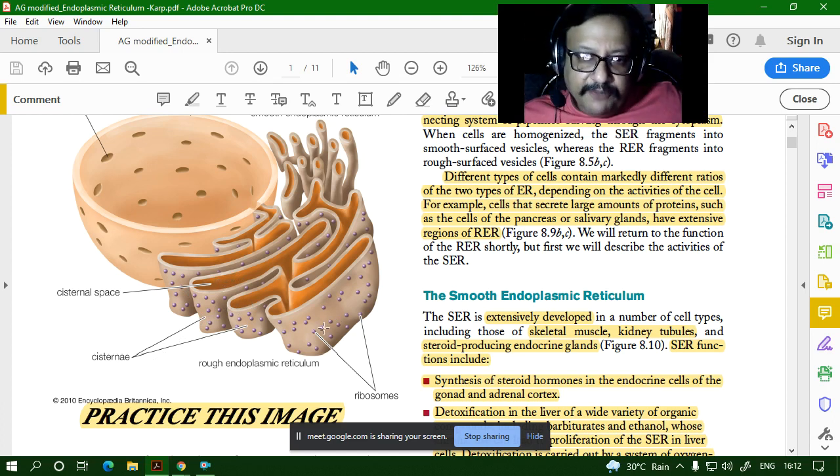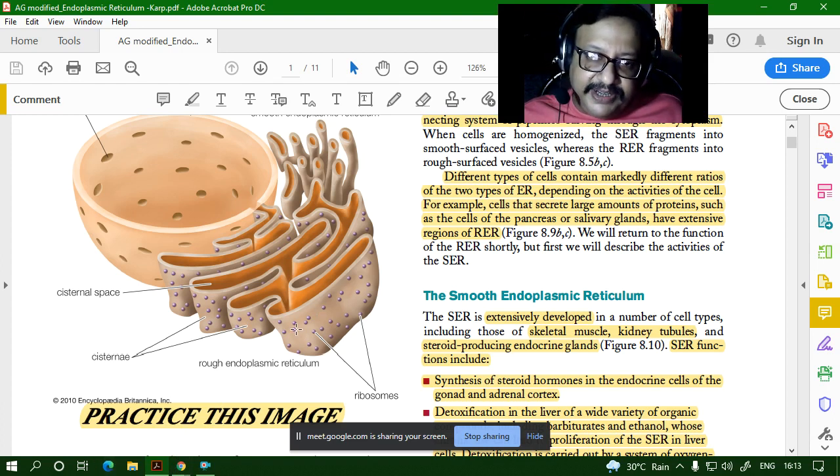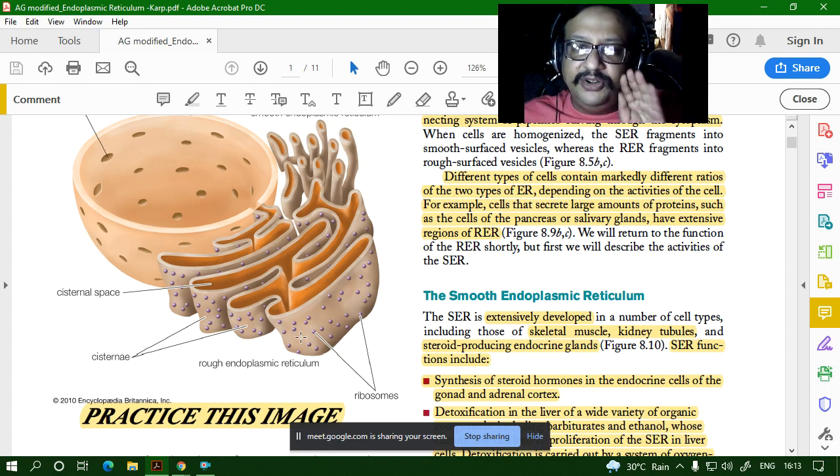On top of these things, you see these little violet dots. These violet dots are ribosomes. Ribosomes help in the synthesis of proteins. It is the machinery which synthesizes proteins from RNA. And this endoplasmic reticulum is the site on which certain proteins are being synthesized.